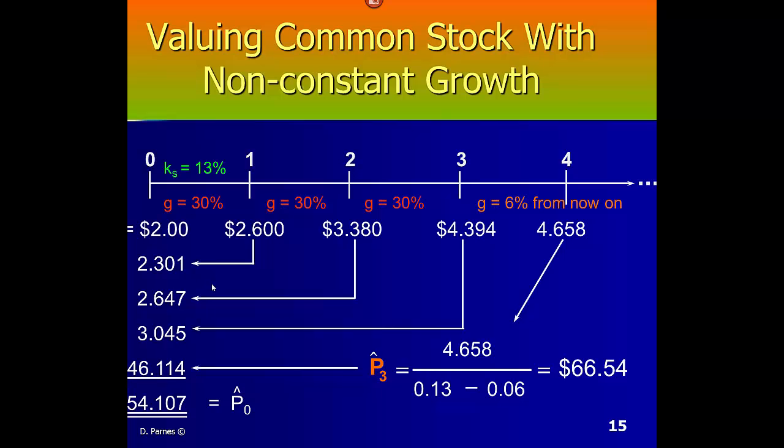Eventually, what you need to sum is everything excluding D0. I repeat, you do not include D0 in your calculations here. You started from this point because that's the only observable number that you know for sure. But at the end, you sum all the present values of future cash flows, only future cash flows. It's not present and future, only future cash flows. So you need to add 2.301 plus 2.647 plus 3.045 plus 46.114, and you will get roughly $54.11. That's the current valuation of the stock based on the present value of future cash flows.